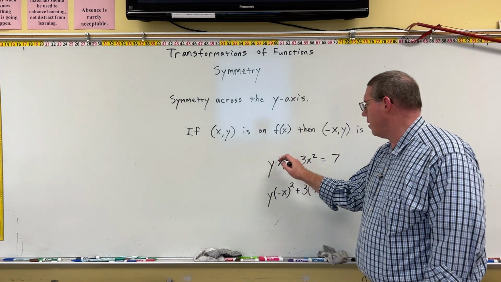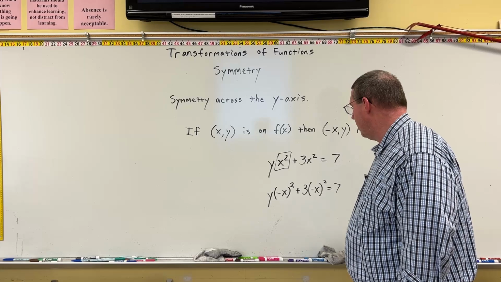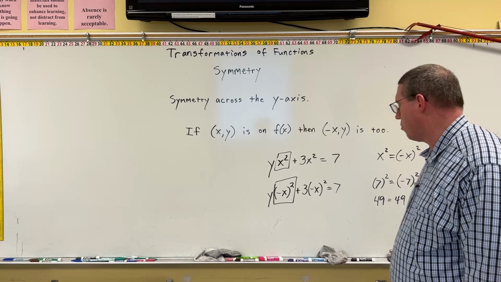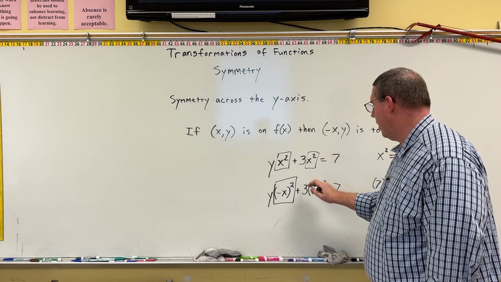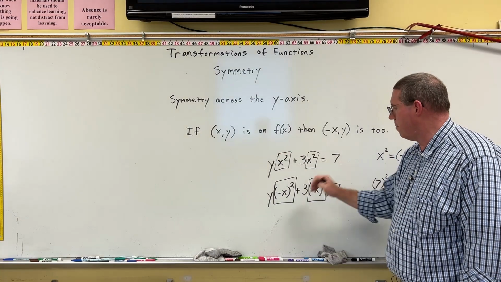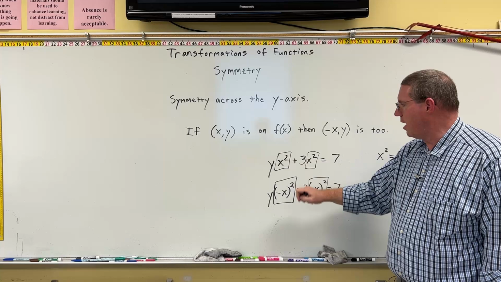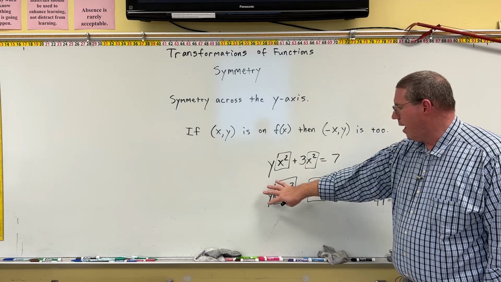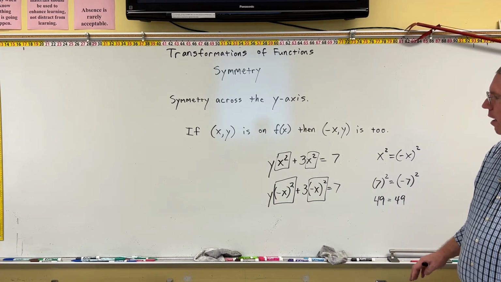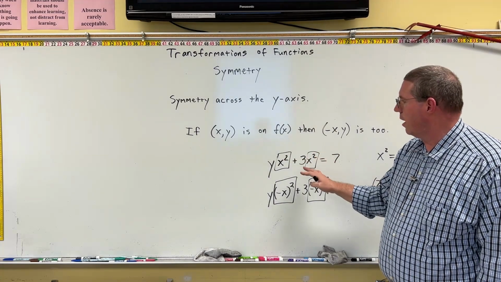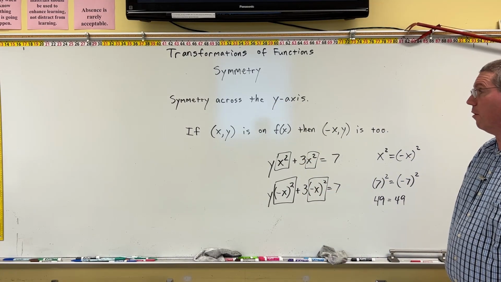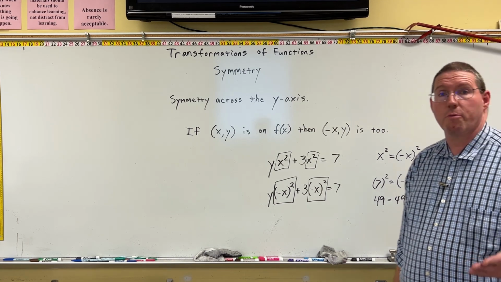And so what we can say is that this x squared term has the same output value as the (-x) squared term. And this x squared term has the same output as this (-x) squared term. And therefore, this statement is the same as this. We can exchange the x for a negative x, and it's still the same relation. And so that implies that this relation or function has symmetry across the y-axis.